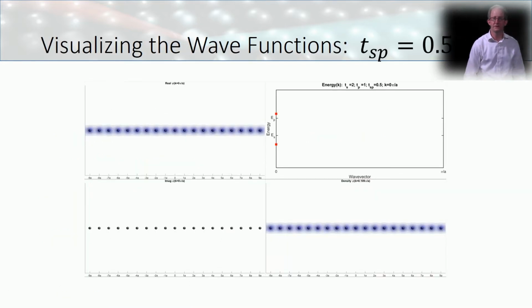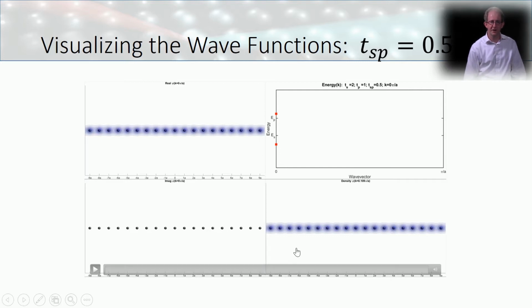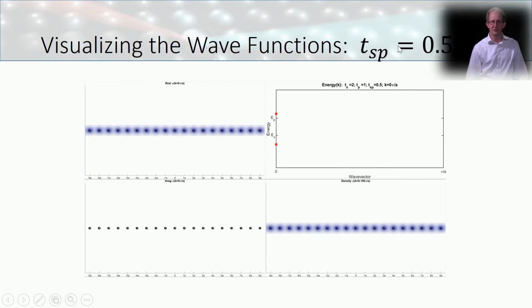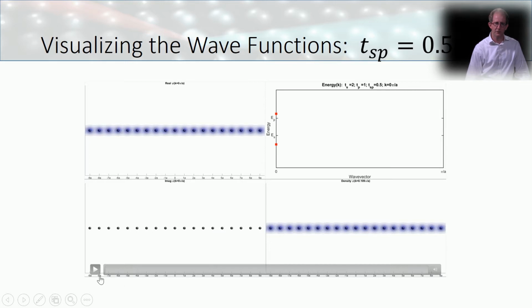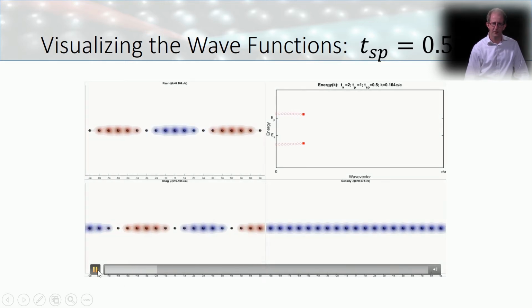Let's take a look at what some of these wave vectors look like. We've seen several of these plots before, so let's go ahead and take a look at this. We have our real wave function, our imaginary part of the wave function, our density, and then our band structure. And we're going to show this for three different values of our transfer integral T_sp, so how much the s and the p orbitals mix. Right, so let's play this.